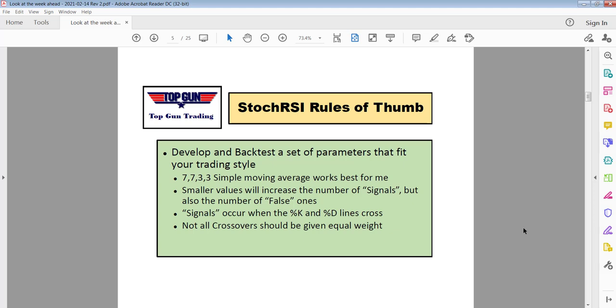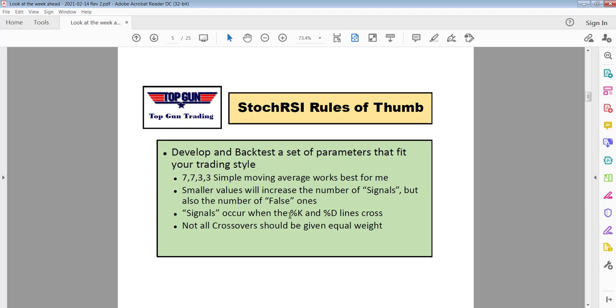Some platforms, I think, only have three values. But anyway, play around with the numbers that look best for you. Smaller values will increase the number of signals, but they will also increase the number of false signals. So 7733 for me is a compromise between fast enough and too slow.